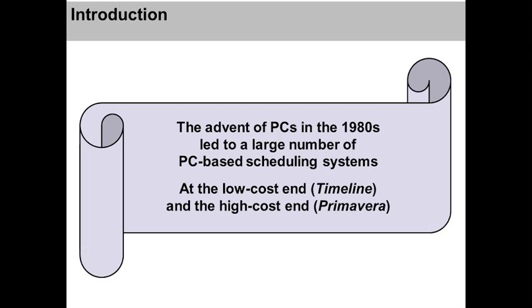The advent of PCs in the 1980s has led to a large number of PC based scheduling systems at low cost. You can present a timeline using the X or Y axis with time on the X axis and activities on the Y axis, or for high cost, there is a software which is currently used known as Primavera.